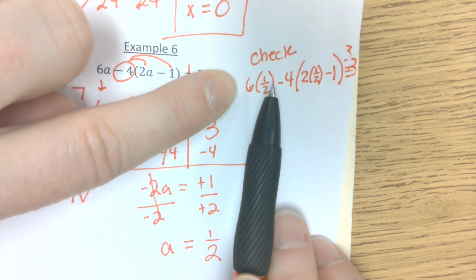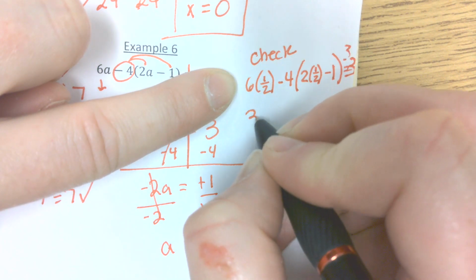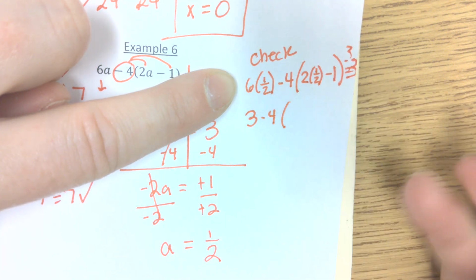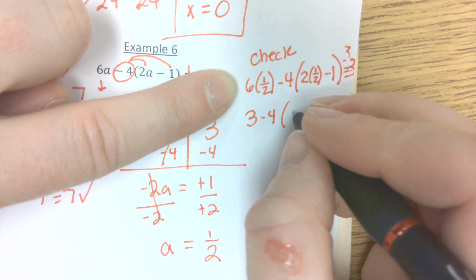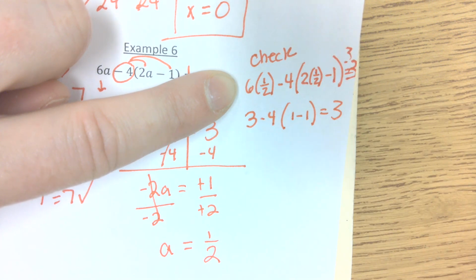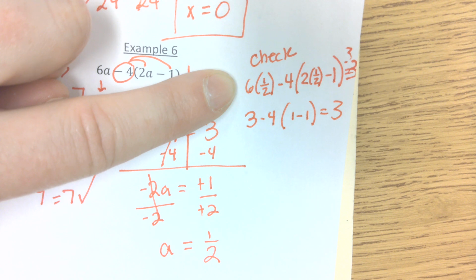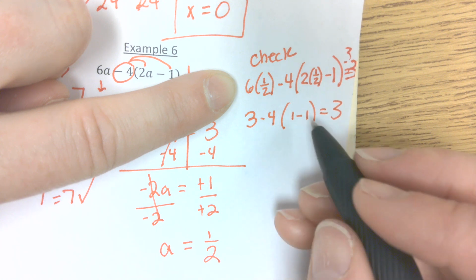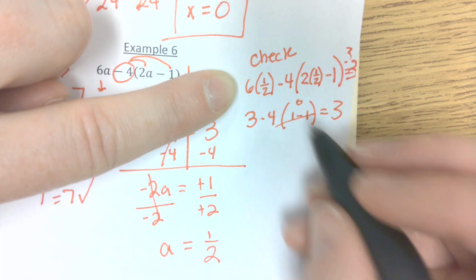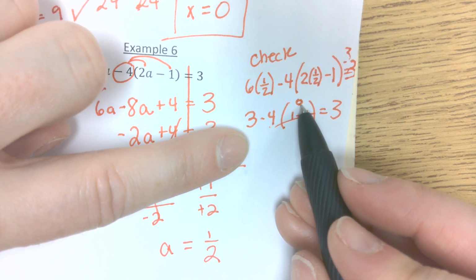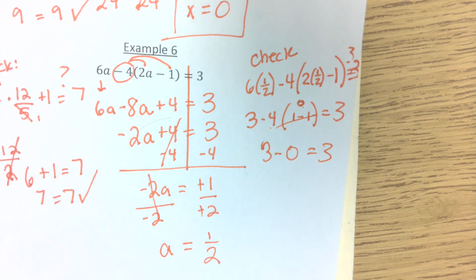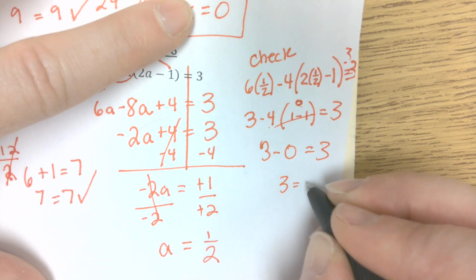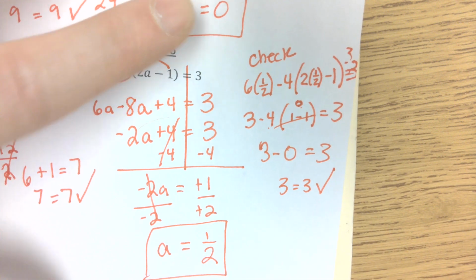So 6 times a half. What is half of 6? 3. So 3 minus 4 parentheses. What is half of 2? 1. So 1 minus 1 parentheses equals 3. What is 1 minus 1? 0. What happens whenever you multiply 4 times 0? You get 0. So 3 minus 0 equals 3. Is that true? 3 equals 3. Check. So a equals half.